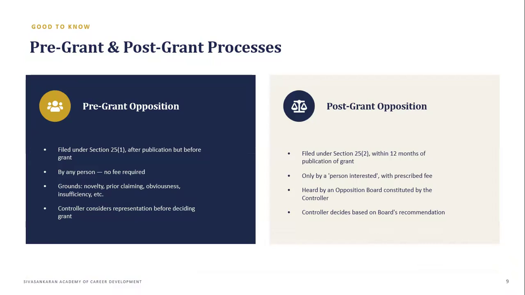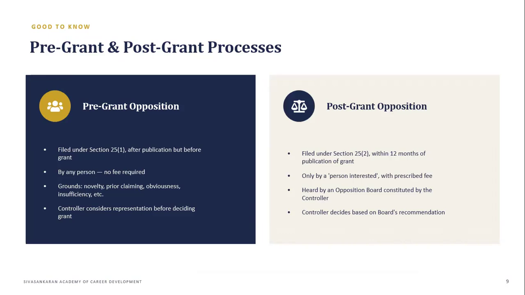Next, we are going to see another most important area, patent opposition. There are two important stages to understand: pre-grant and post-grant opposition. Pre-grant opposition is filed under Section 25(1) after publication of the application, but before grant. The presentation states that it may be filed by any person and identifies grounds such as novelty, prior claiming, obviousness, and insufficiency. The controller considers the representation before deciding on grant.